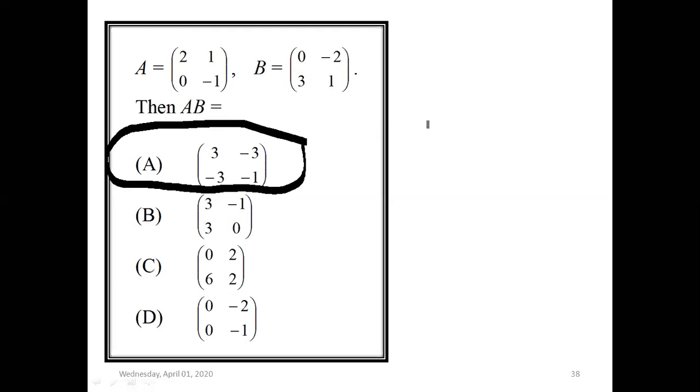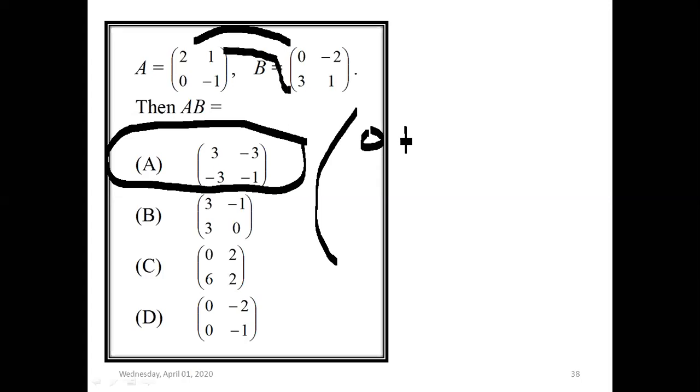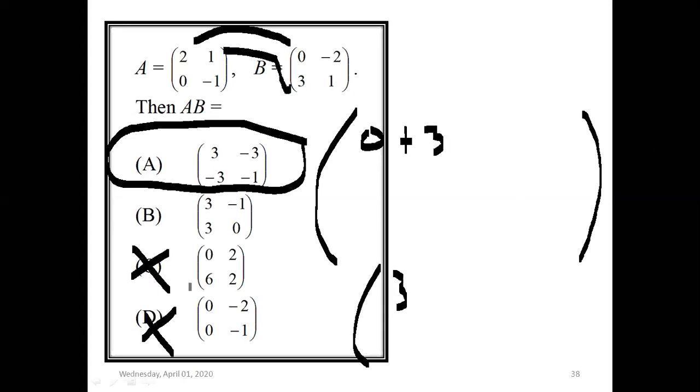So we multiply row by column, right? So it's going to be 2 times 0. 2 times 0 is 0, plus 1 times 3. 1 times 3 is 3. So we know why the top number there is 3. So right away, C and D are gone. So it's either A or B.